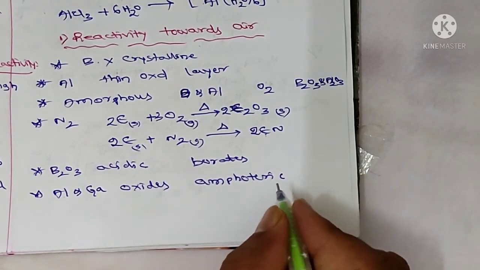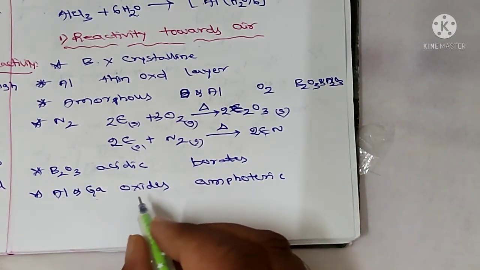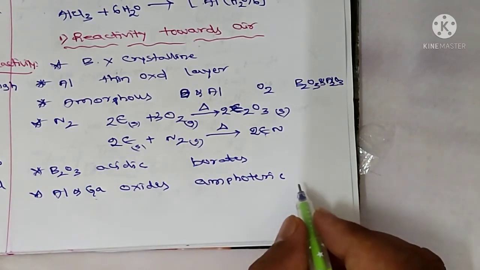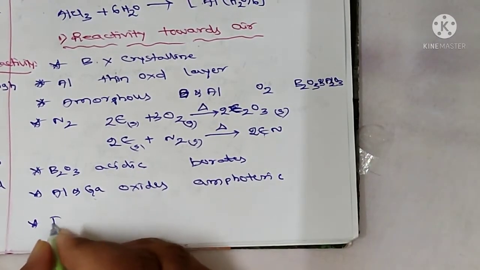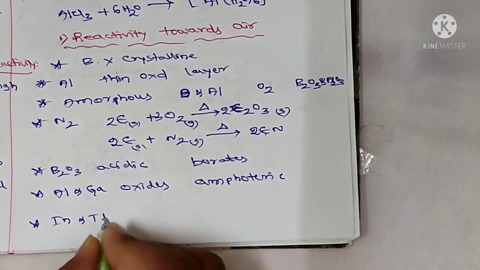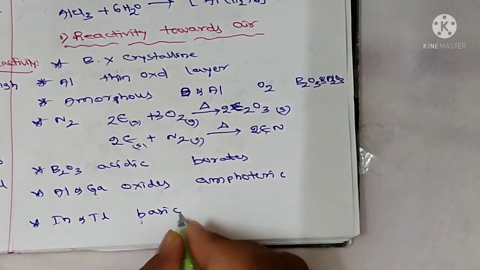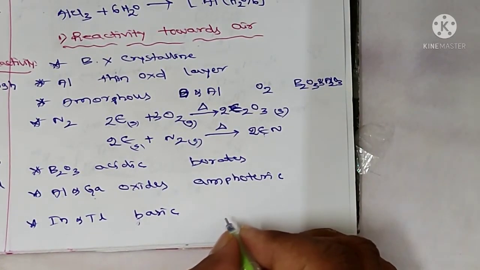They can react with acids and bases. Aluminium and gallium oxides are amphoteric, and they can react with acids and bases. Indium and thallium oxides are basic, so they can react with acids.